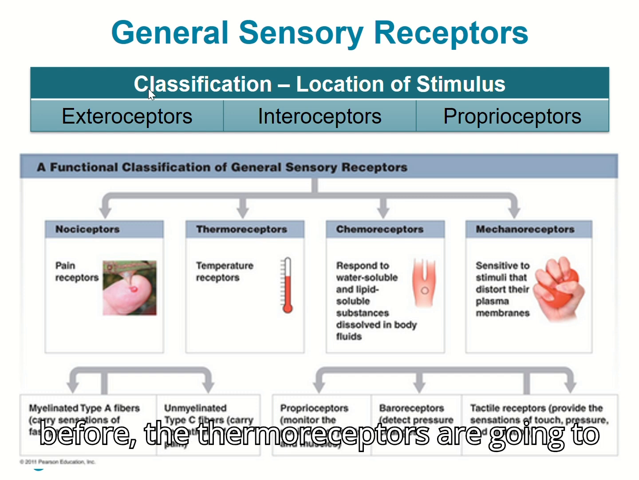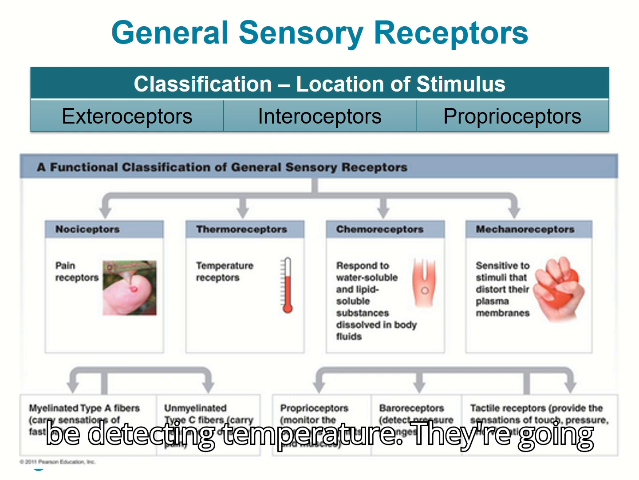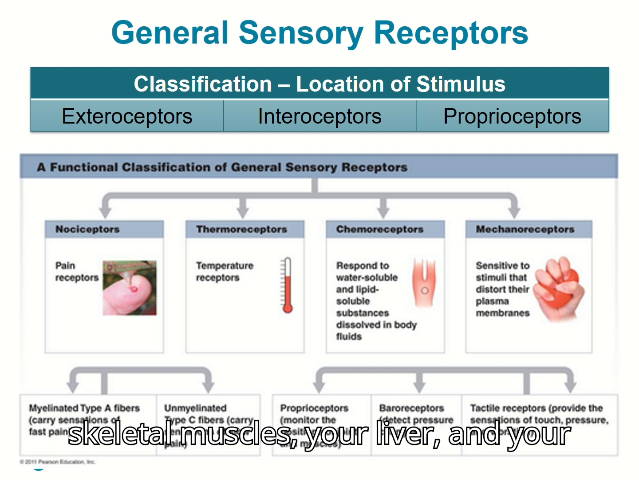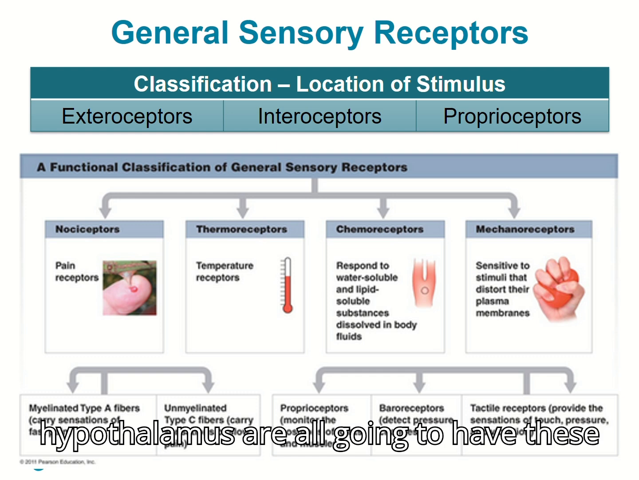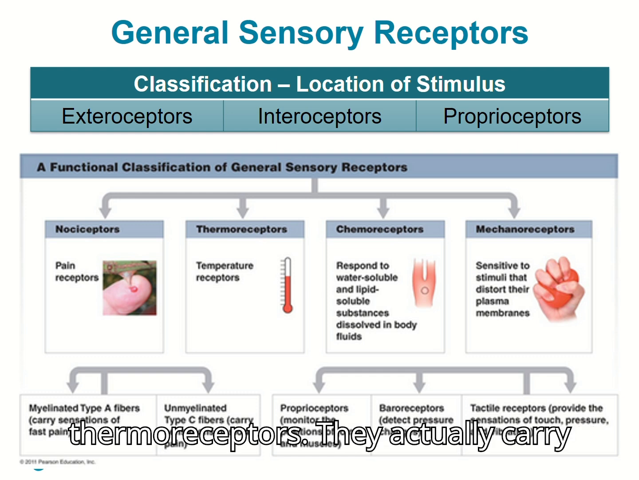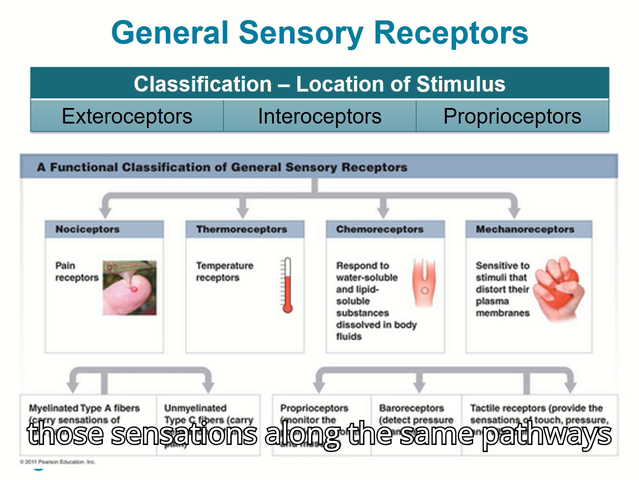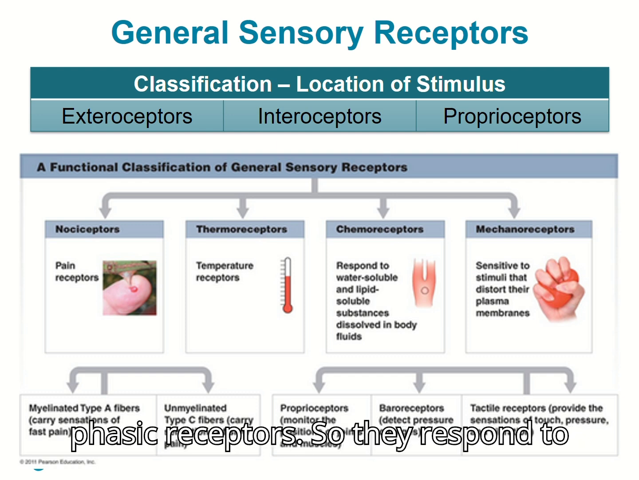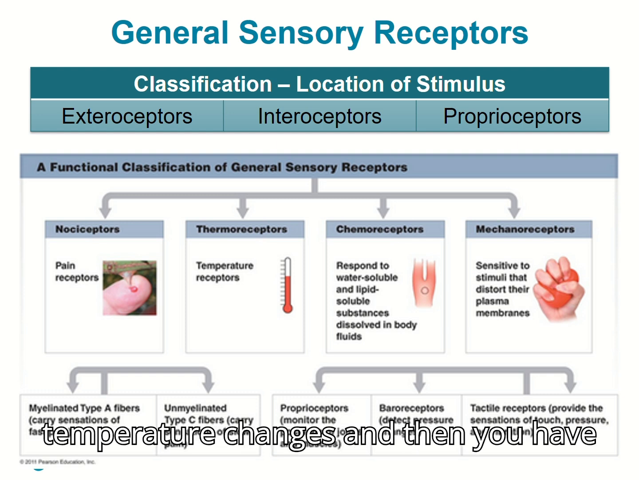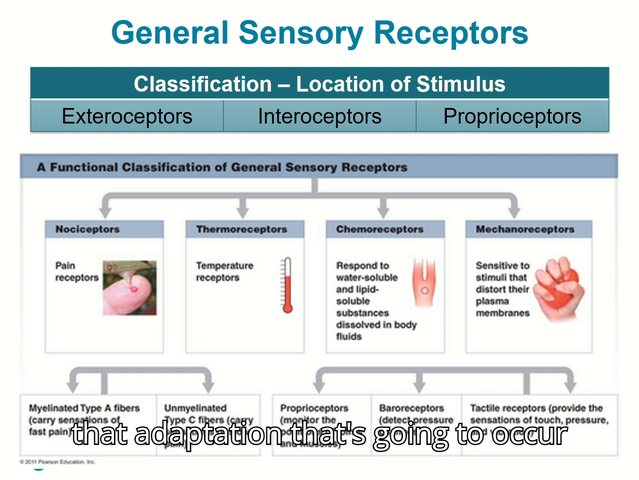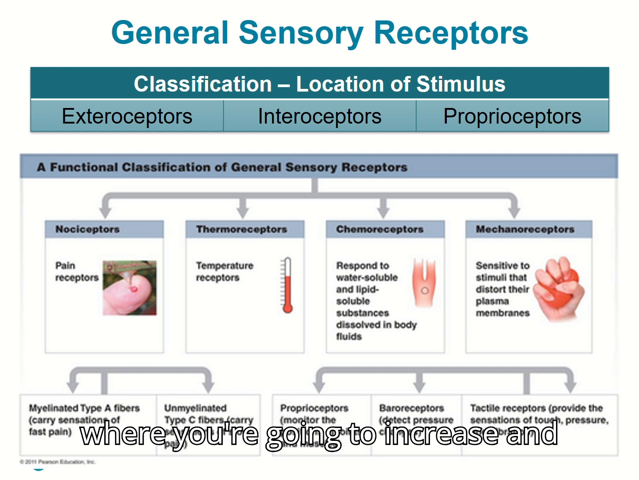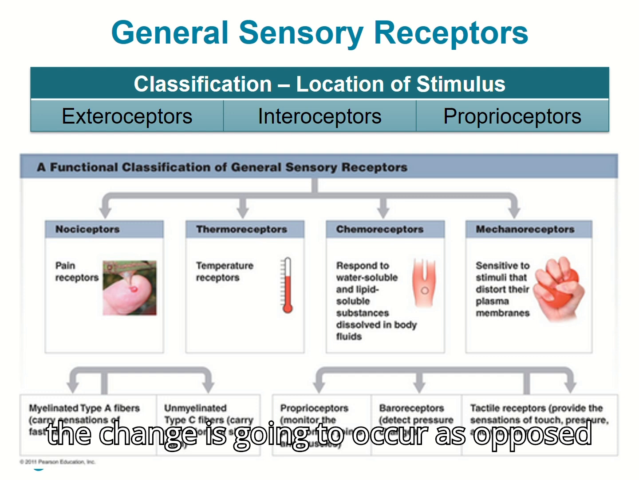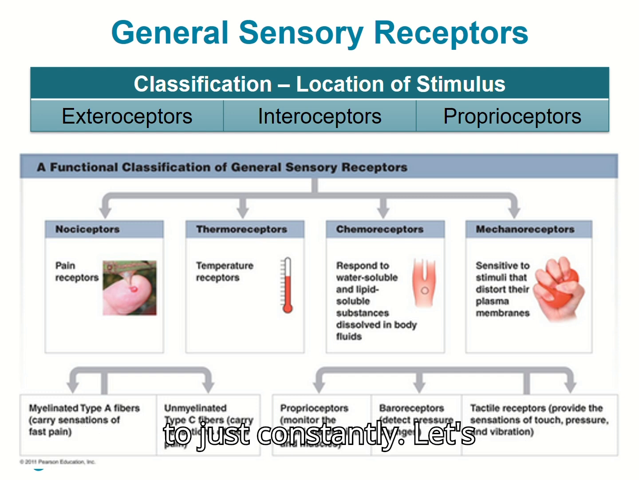Now, like I had mentioned before, the thermoreceptors are going to be detecting temperature. They're going to be located in your dermis, your skeletal muscles, your liver, and your hypothalamus. They actually carry those sensations along the same pathways that we carry the pain sensations. And then you're going to have with these phasic receptors. So they respond to temperature changes, and then you have that adaptation that's going to occur where you're going to increase and actually cause the action potentials when the change is going to occur, as opposed to just constantly.